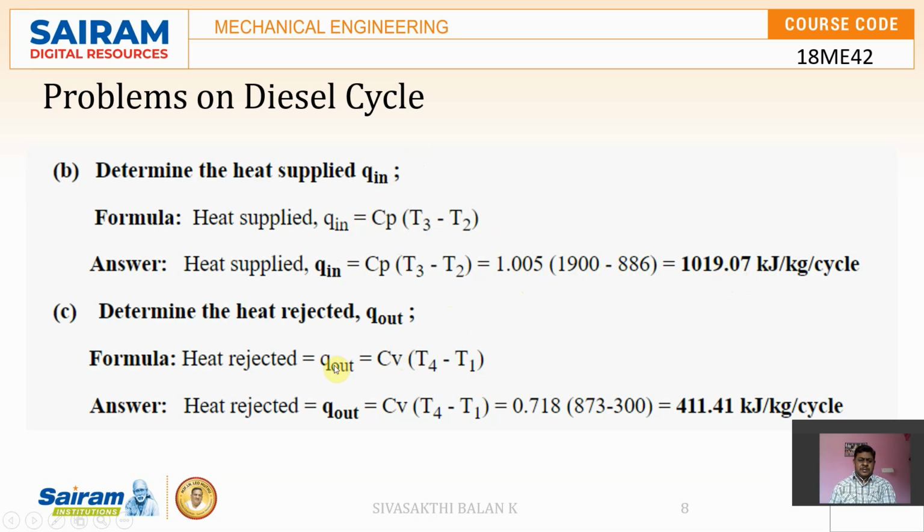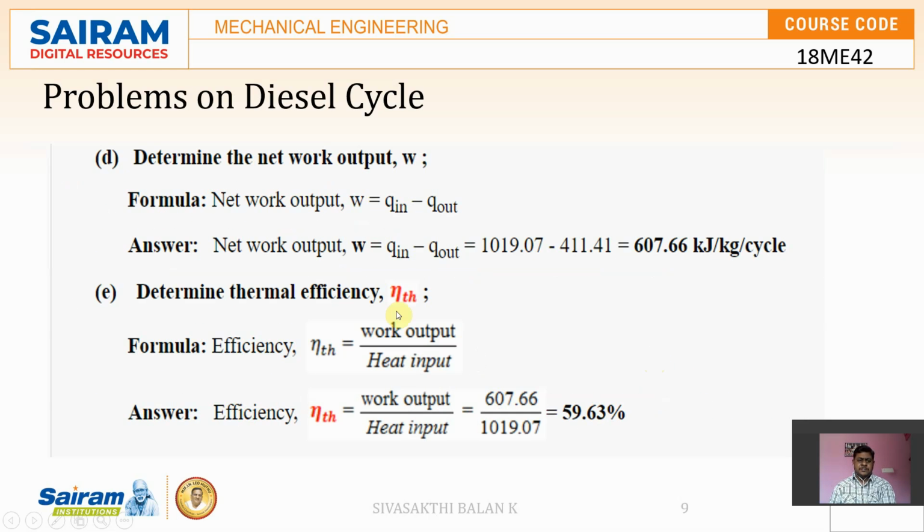Same way we can calculate the heat output for the process 4 to 1, and it is a constant volume heat rejection. So, we are going to use specific heat at constant volume. Substitute all the values, you will get Q out as 411 kilojoules per kilogram. Now, to find the network output, we need to identify the difference between the input and output of the heat, that gives 607.66 kilojoules per kilogram, that is for one cycle.